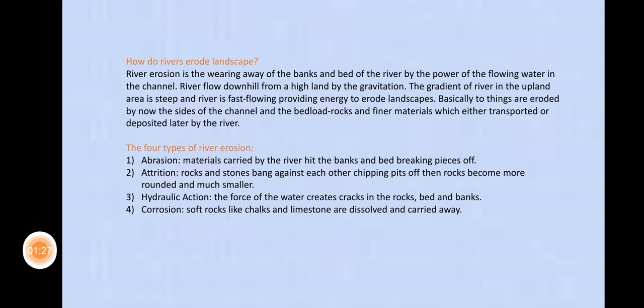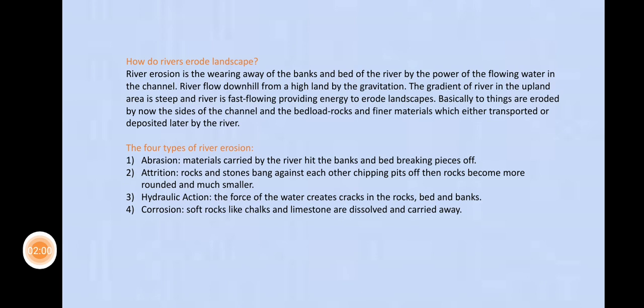How do rivers erode the landscape? We start with river erosion. River erosion is the wearing away of the banks and bed of the river by the power of the flowing water in a channel. Rivers flow downhill from high land by gravitation, and the gradient of a river in the upland area is always steep, and the river is fast flowing, giving it energy to erode the landscape.